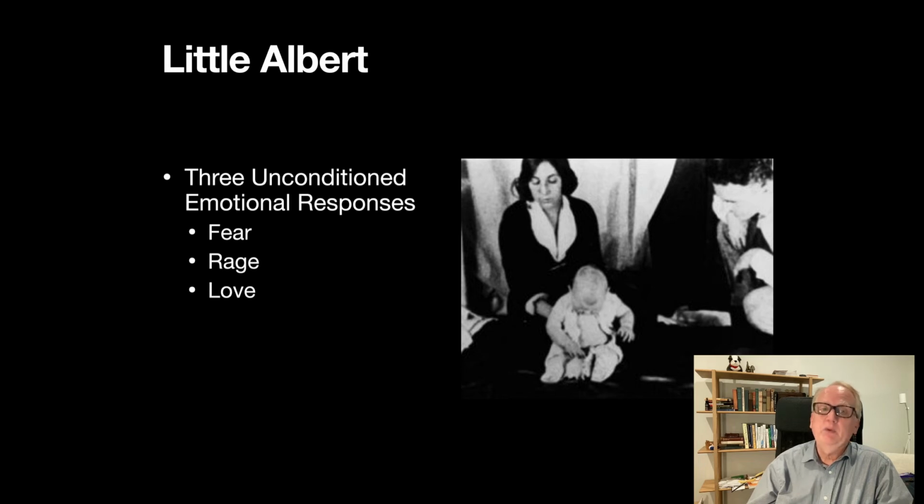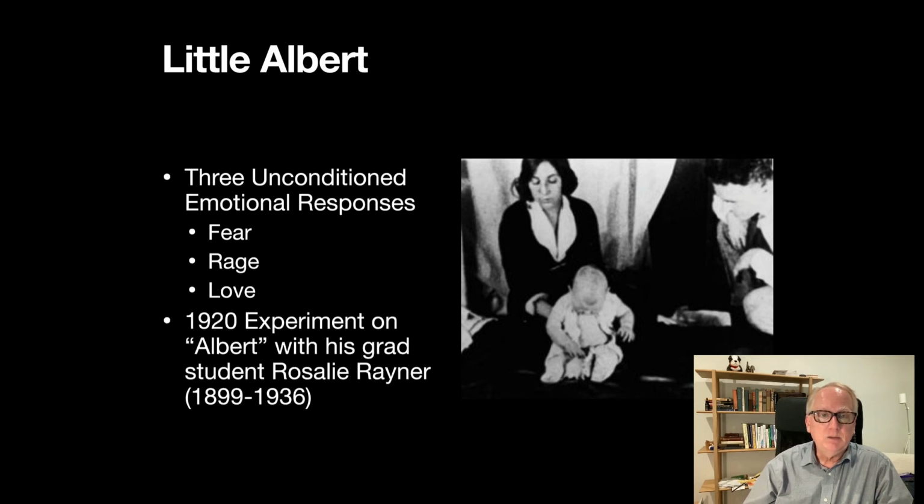And what he suggested was that all the other emotions that we have as adults come from those three basic emotions, and we do this all through conditioning. So he wanted to show through Pavlovian conditioning that we could be conditioned to have these responses to new kinds of stimuli. So in 1920, he ran this experiment on Albert, this one poor baby, with his grad student, Rosalie Rayner.